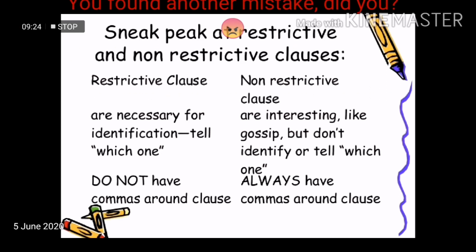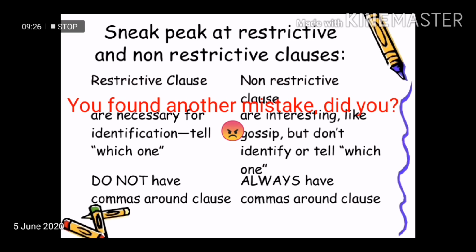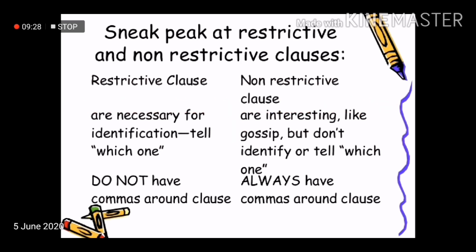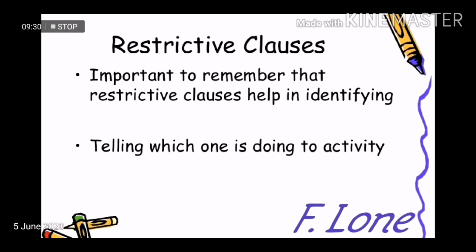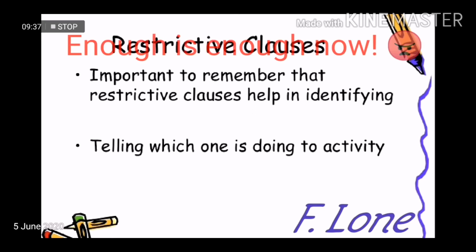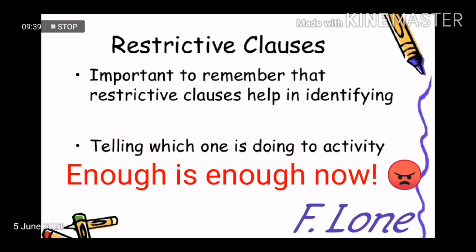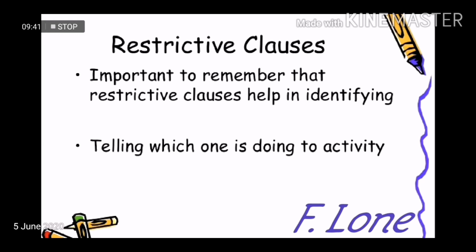Non-restrictive clauses, on the other hand, are interesting like gossip, but they don't identify or tell which one. Always have commas around the clause. So it's important to remember that restrictive clauses help in identifying, telling which one is doing what activity. Again, I made this mistake too here, so sorry for that also.